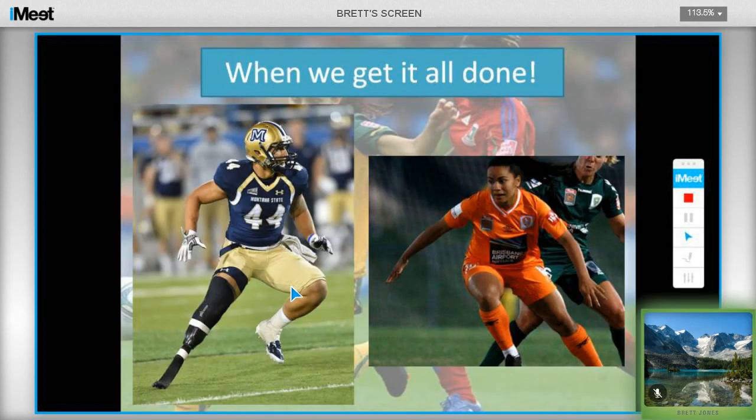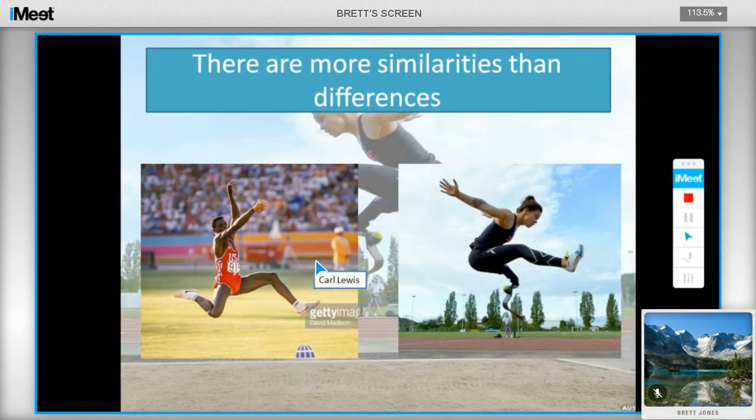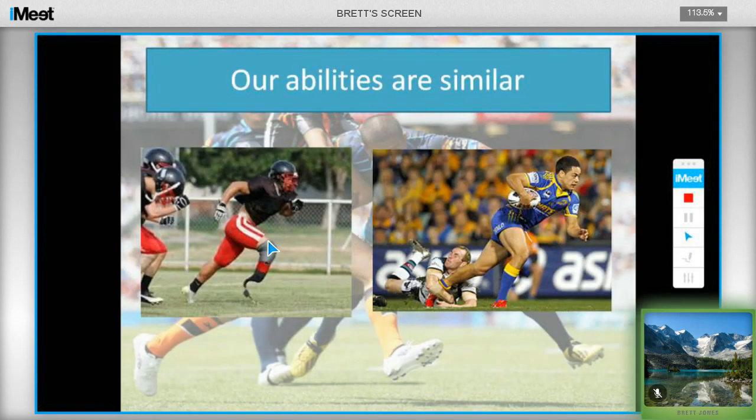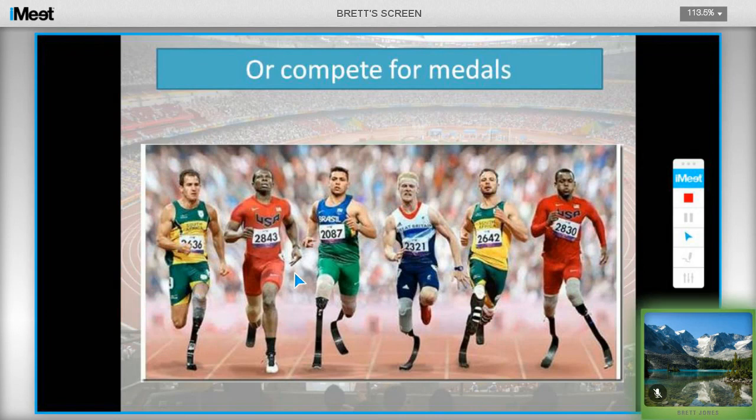And when we get this all done and completed, what we see is beautiful symmetry in postures. We perform the same as our peers, that we end up seeing a lot more similarities than differences in amputee performances. Our abilities on the field are very similar. We get to compete against our peers. We may become a champion. We may compete for medals. Or it might just simply be enjoying a run or a game with friends.